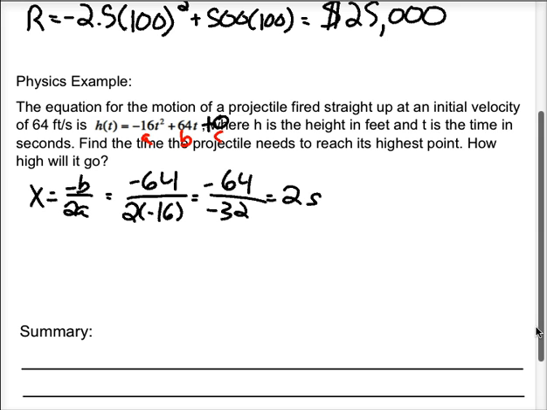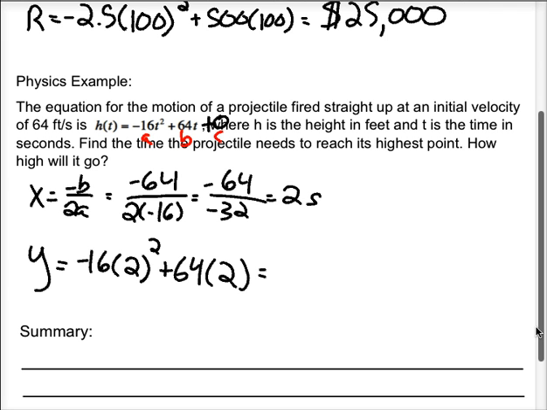All right, and then how high is it going to go? That's where you plug that 2 in. And again, if you carefully type it in, just as I have it written, you should get, it goes 64 feet in the air. That's going to be its maximum height before it turns around and starts coming back down.